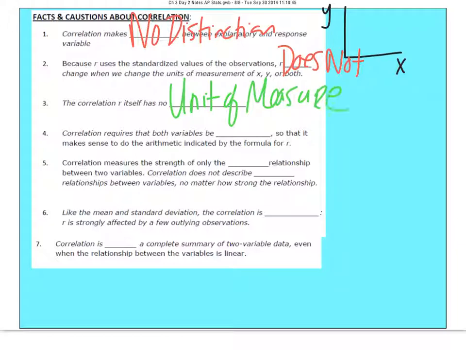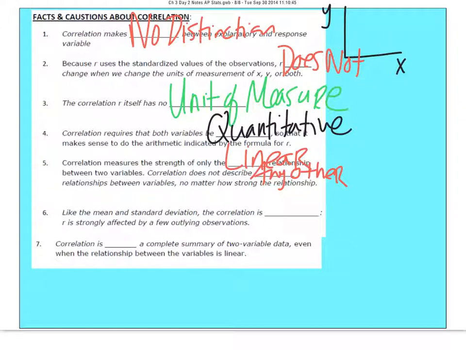It's just R. Fourth, correlation requires that both variables must be quantitative. Again, we can only do this with scatter plots, so we have to have two sets of quantitative data. Fifth, correlation measures the strength of only the linear relationship. This shows nothing about a curved or parabolic pattern. Correlation does not describe any other relationship between variables, no matter how strong it is. R is just for lines.